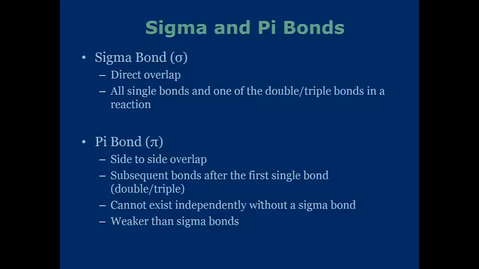Pi bonds, on the other hand, are from side-to-side overlaps. These are each subsequent bond after the first single bond. Note, these can't exist independently without a sigma bond because they are weaker than sigma bonds. Let's draw some of these out.